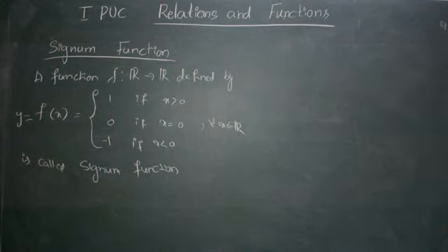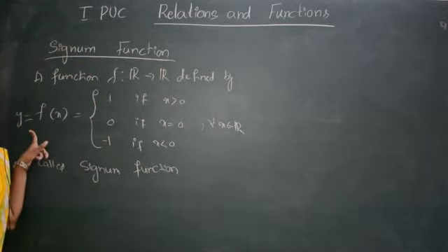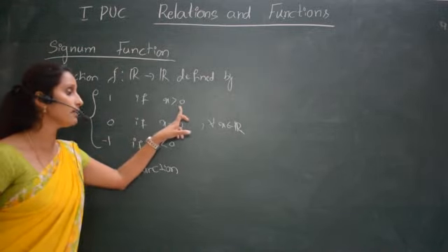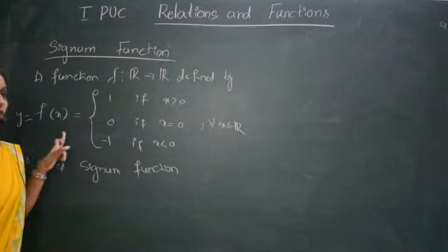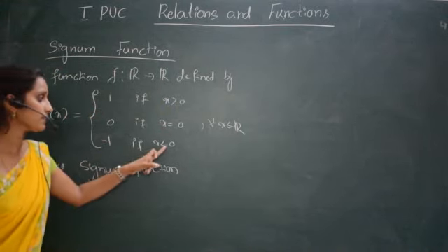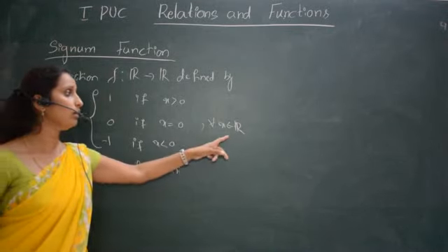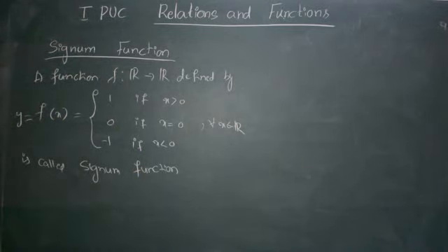So this is the definition of a signum function. It is a function f from R to R, which is defined by f of x or y is equal to, it is defined in three ways. When x is greater than 0, f of x is always 1, and when x is equal to 0, f of x is 0, and when x is less than 0, f of x is minus 1. So this is for all real numbers. This is called the signum function.